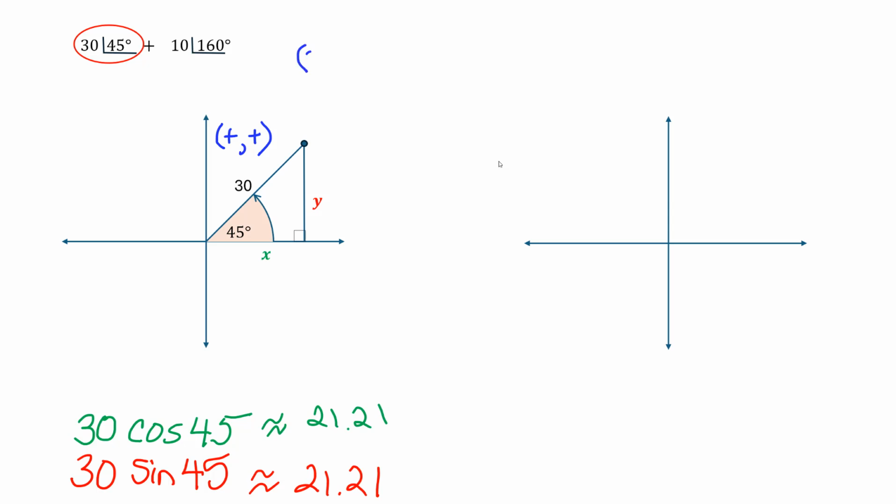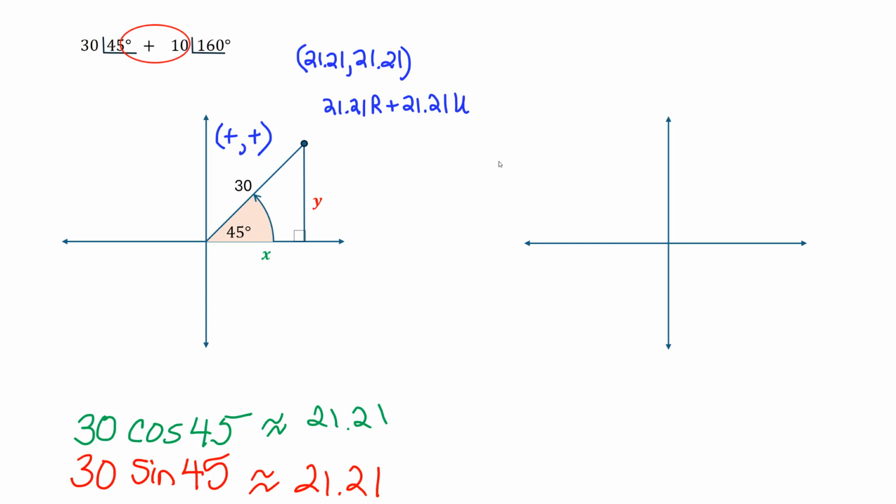So that is our point, 21.21, 21.21, or 21.21r plus 21.21u. So that is the first vector.